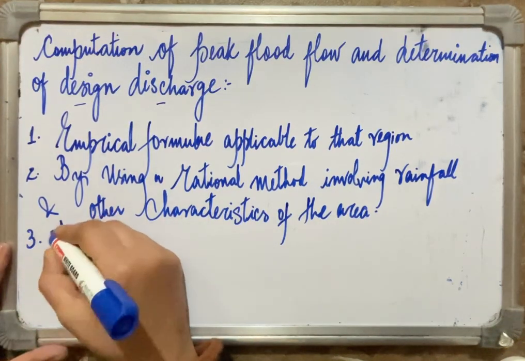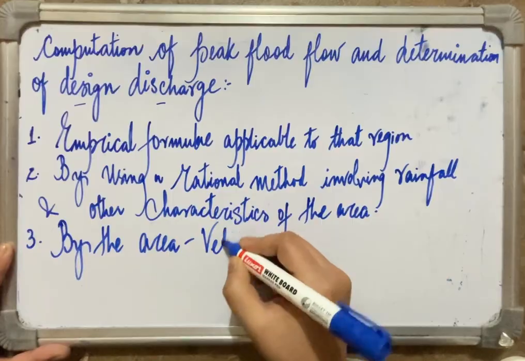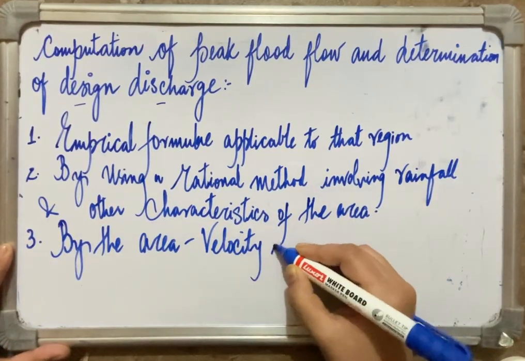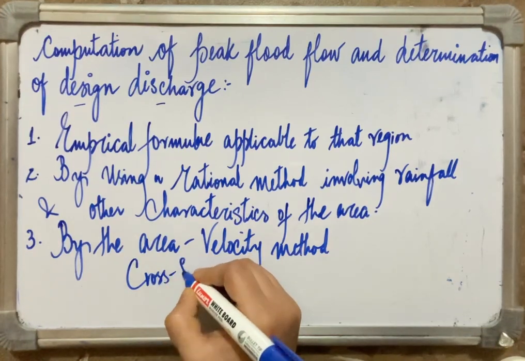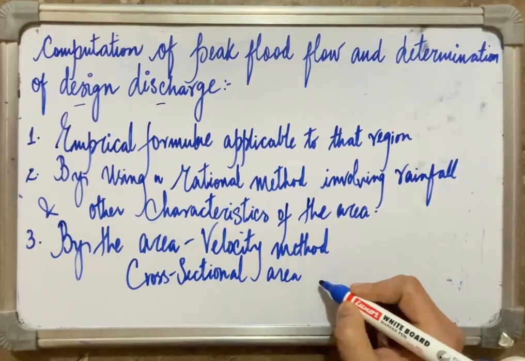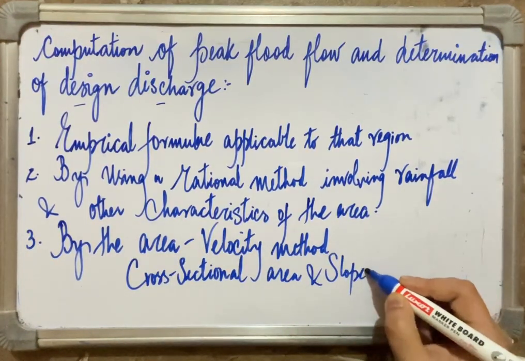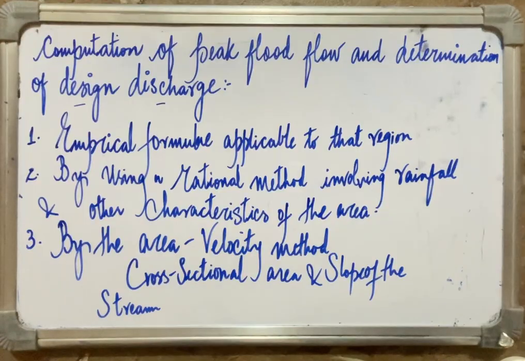Third one being by the area velocity method, using the hydraulic characteristics of the stream such as cross-sectional area and the slope of the stream. By the area velocity method, which makes use of the hydraulic characteristics of the stream, such as the cross-sectional area and the slope of the stream.